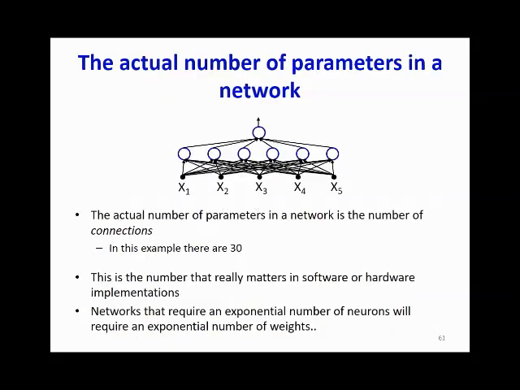Now, it's not really the number of neurons in the network that governs network size. It's actually the number of connections, because the number of parameters in the network is a function of the number of weights, and in this example, that's 30.